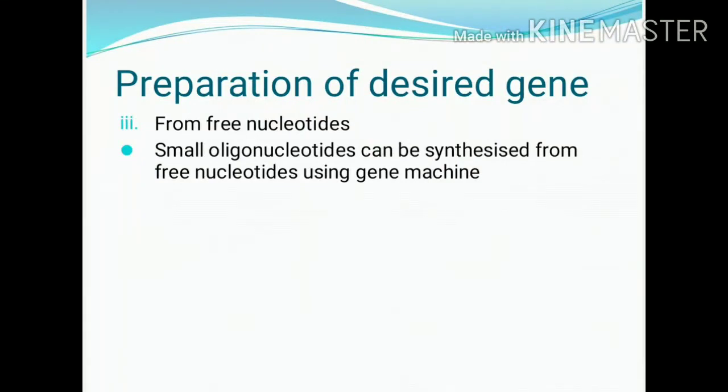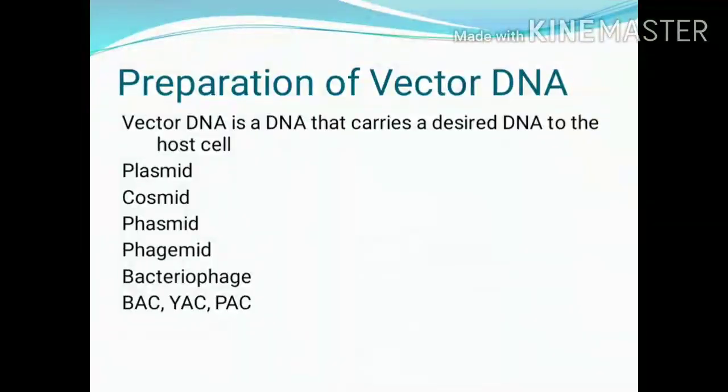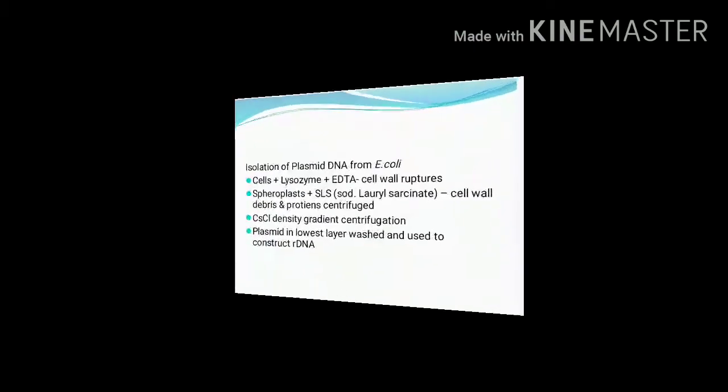The third method of preparing the desired gene is from free nucleotides. Small oligonucleotides can be synthesized from free nucleotides using a gene machine. After obtaining the desired gene, the second step is the preparation of the vector DNA. Vector DNA is a DNA that carries a desired DNA into the host cell. We have different types of vector DNA such as plasmid, cosmid, phagemid, bacteriophage and artificial chromosomes.